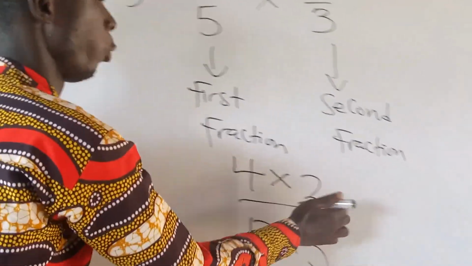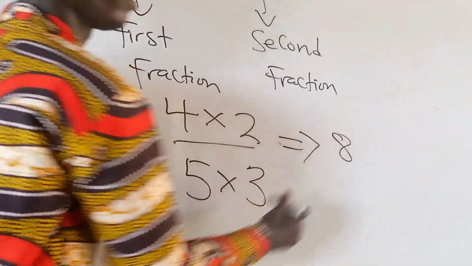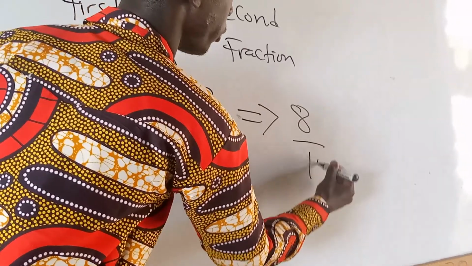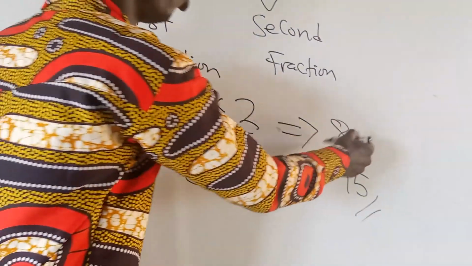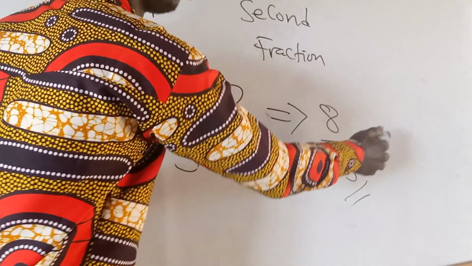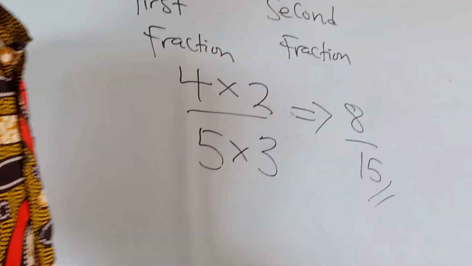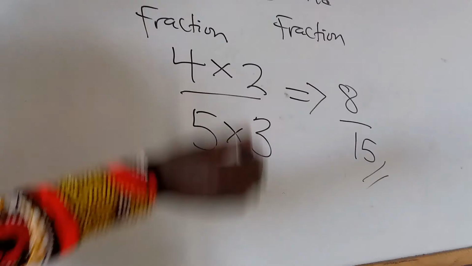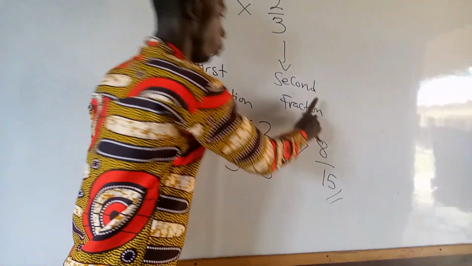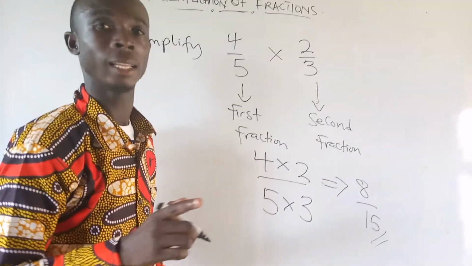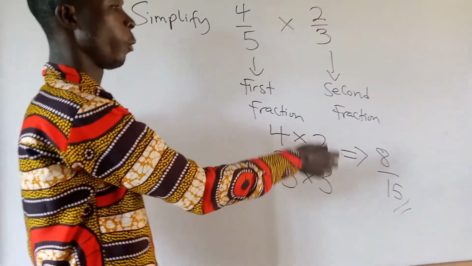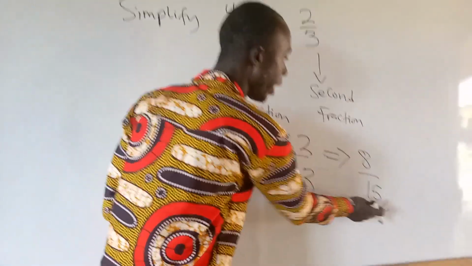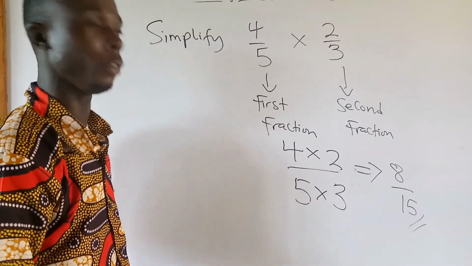So 4 times 2, we are having 8. 5 times 3, we have 15. You ask yourself, can we reduce this to its lowest term? It's not possible. Even though 2 goes into 8, 4, 2 cannot go into 15. But 3 can go into 15. But as I always said, we should have a common divisor that can divide 8 and also 15. So we can't divide this one, and our final answer is 8 over 15.